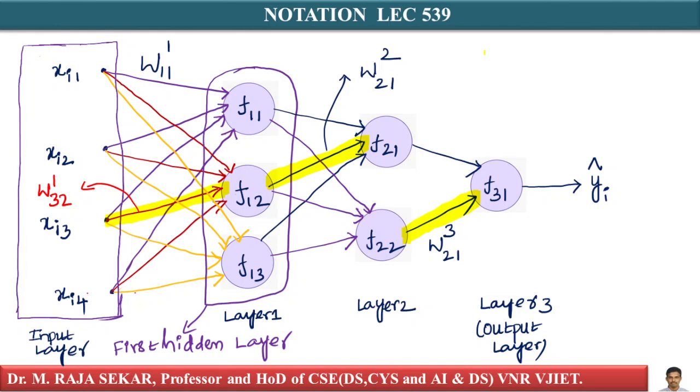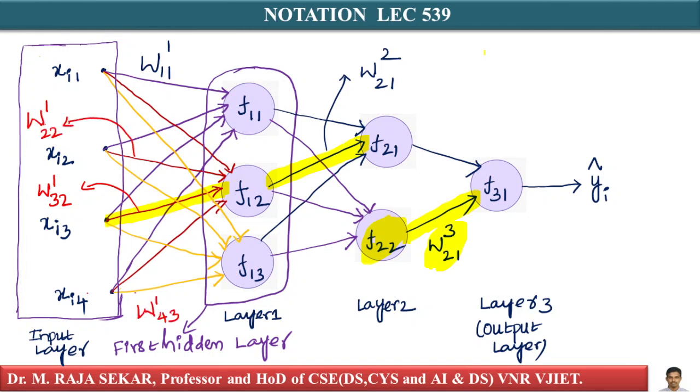What is the neuron number in layer 2? If you observe this one, it is going to the third layer. From which neuron? From the second neuron. This is the second neuron. To which neuron? First neuron. Anybody can understand. It's simple notation. Let's take one more example.